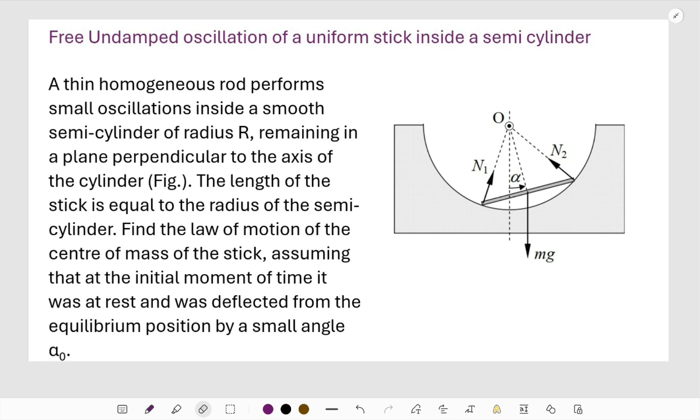The rod remains in a plane perpendicular to the axis of the cylinder. That means the axis of rotation of the cylinder, though the cylinder is not rotating. The length of the stick is equal to the radius of the semi-cylinder. Find the law of motion of the center of mass of the stick, assuming that at the initial moment of time it was at rest and was deflected from the equilibrium position by a small angle phi naught.